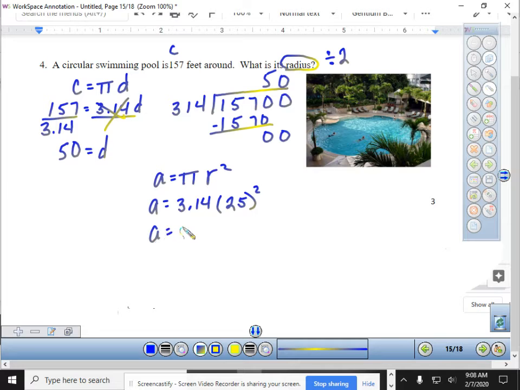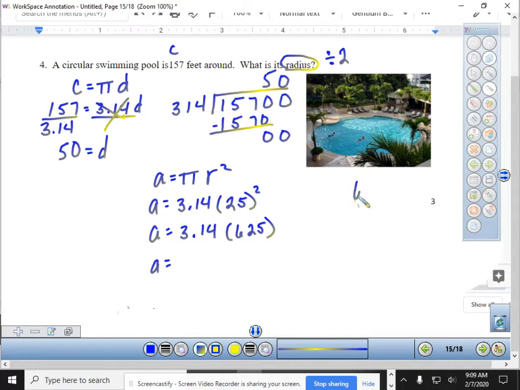And what? 25 squared is 625. I didn't even have to work it out because it's written on the wall right there. Yeah, 625. I know this is gonna be somewhere around what? 18,000? 1,800.